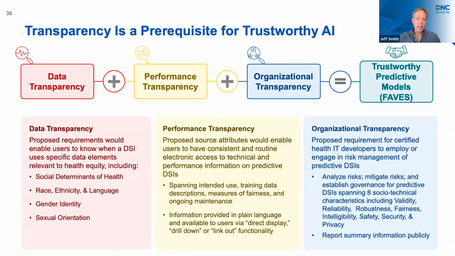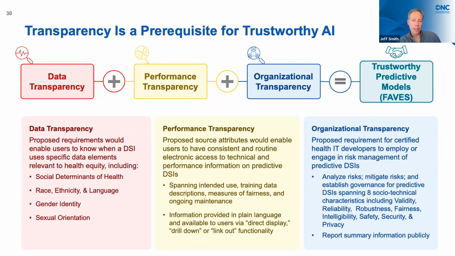So here's the one slide overview that gives you kind of a picture of our logic model, in addition to some of the details around what we are proposing. So the logic model here is data transparency plus performance transparency on the predictive DSIs, plus organizational transparency on the socio-technical competencies of those firms that develop predictive DSIs will equal trustworthy predictive models and will equal models that are fair, appropriate, valid, effective, and safe.